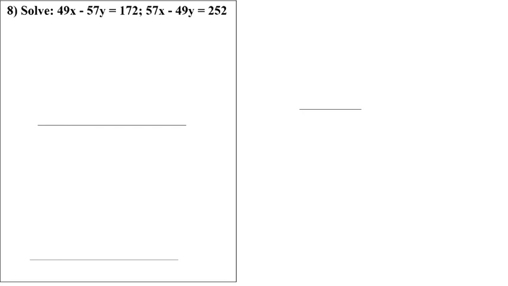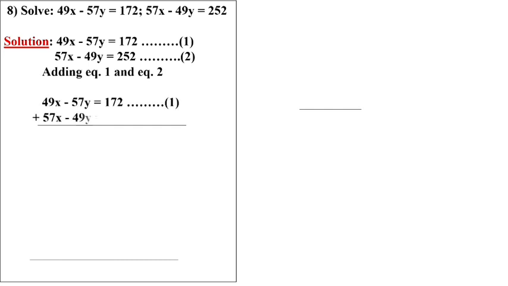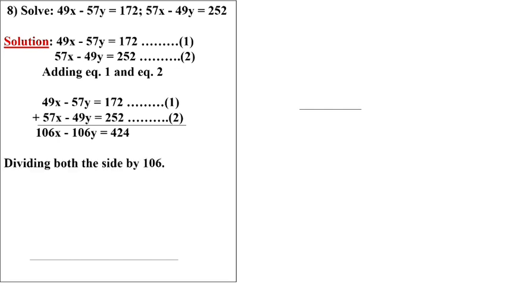The equation number 1. 57x minus 49y equal to 252 is the equation number 2. Again adding the equation 1 and 2, we get 106x minus 106y equal to 424. So dividing both the sides by 106, we get x minus y equal to 4.